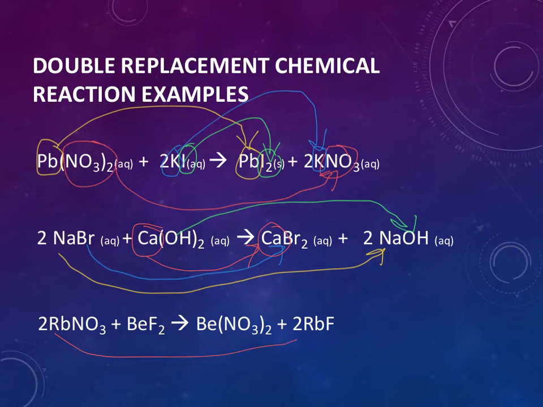And you can see how this would work on the last one real quick. So rubidium goes to here. The nitrate that was bonded to the rubidium now bonds to the beryllium. The beryllium that was once bonded to the fluorine bonds to the nitrate. And your last one is that your fluorine now becomes bonded to the rubidium.